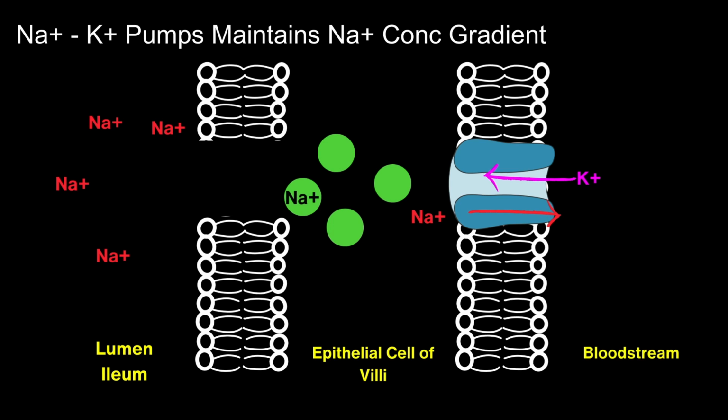Once a substrate, the amino acid or the monosaccharide, as shown by the green circle, has moved into the epithelial cell of the villi, it now needs to get into the bloodstream. But another thing that's important to know is that a sodium-potassium pump helps to maintain this sodium concentration. And that's really important, as it means that the substrate can go via co-transport from the lumen of the ileum into the epithelial cell. This sodium-potassium pump is pumping sodium out of the epithelial cell and pumping potassium in.